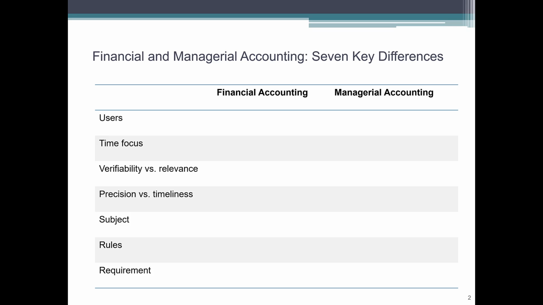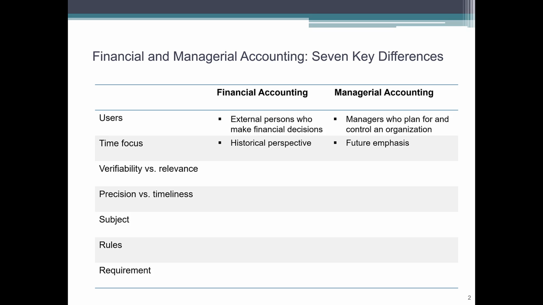Before we go to the definition of managerial accounting, let's take a look at the 7 key differences between financial and managerial accounting. Users. Financial accounting reports are prepared for external parties, but managerial accounting reports are prepared for internal users. Time focus. Financial accounting summarizes past transactions. Managerial accounting has a strong future orientation.